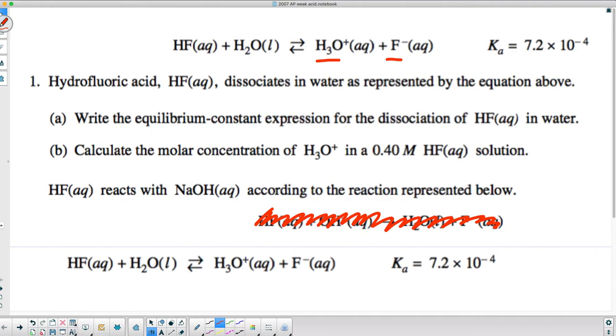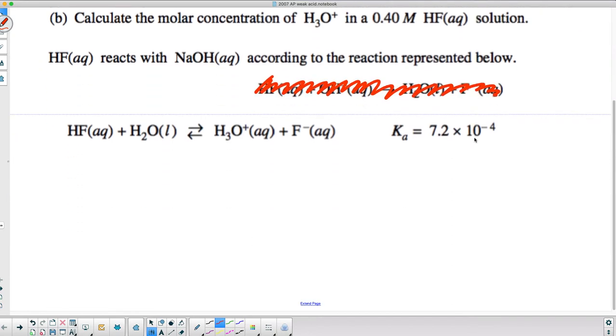So we do not worry about equilibrium with strong acids, but with weak acids we have to, because there's a balance between how much of this stays put and how much of this forms this. And because it's not 100% to one way or the other, we have to calculate the equilibrium of it. So this says, write the equilibrium constant expression for the dissociation of HF in water. Now that is actually a pretty easy thing for us to do. I know you know how to do that.